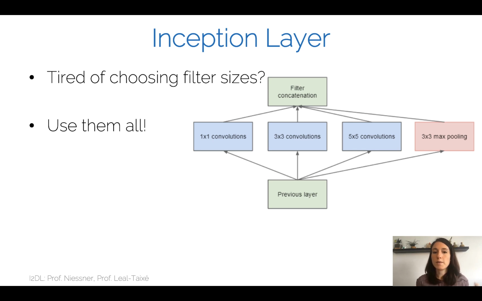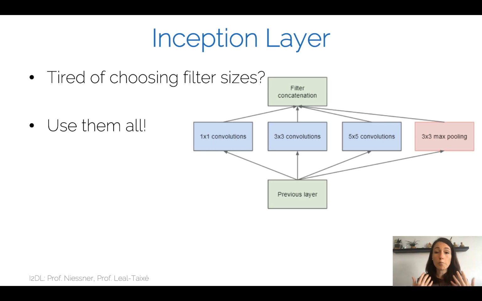Of course, this is incredibly expensive, right? Because I have the output of my previous layer, and I now have to compute 1 by 1 convolutions, 3 by 3 convolutions, 5 by 5 convolutions, and a further pooling operation. I'm going to perform each of these operations in parallel, and then I'm going to merge the results of all of these operations. So then my next layer can use this improved feature extraction power that comes from having different filter sizes.